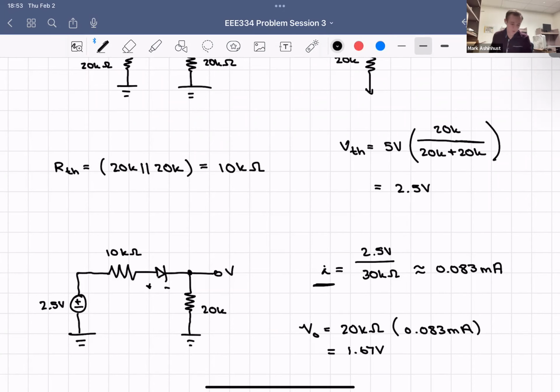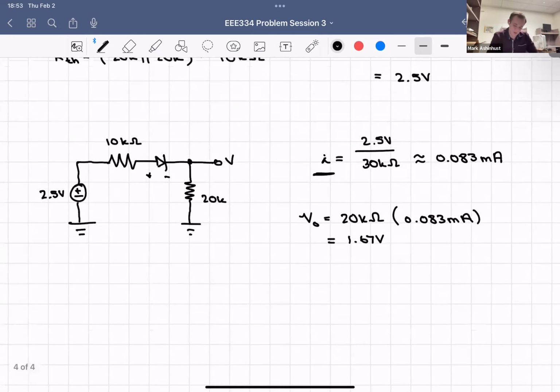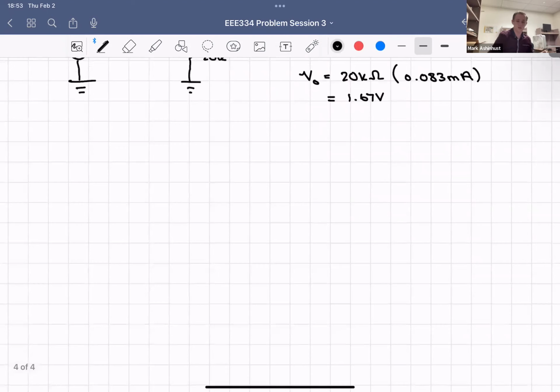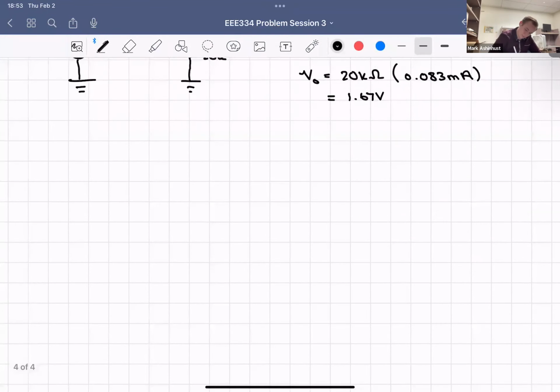So now we can go on to the next part of 4.8, which is very similar, very much the same thing, but we do have 2 voltage sources now. So we have a plus 5 volts here. We have a 20K, my bad, 20 kilo ohms, and another 20 kilo ohms. This is going to ground.